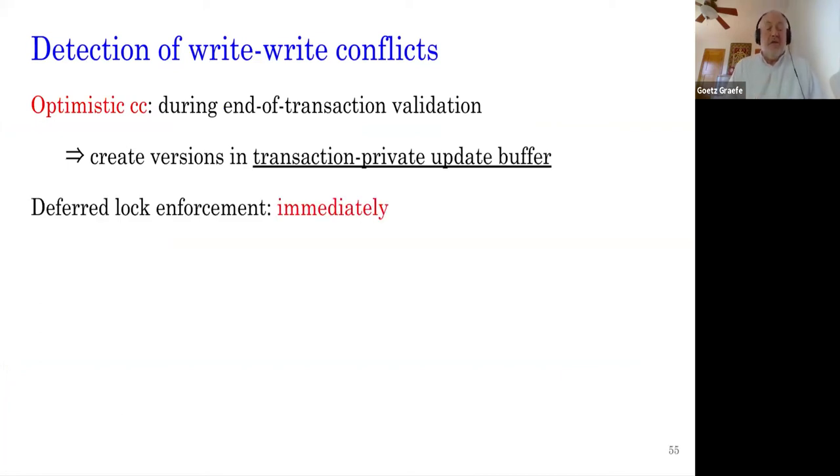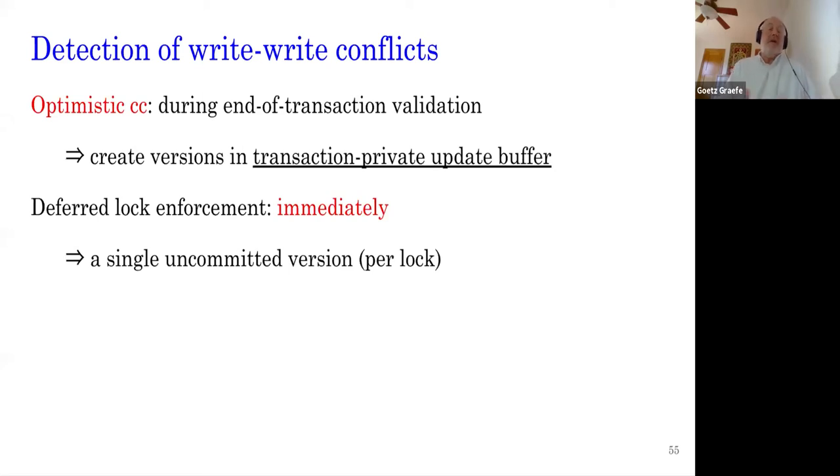But in deferred lock enforcement, we actually find write-write conflicts immediately because two writers would both try to have a reserved lock or an exclusive lock in reserved semantics. And they can't because update locks and reserved locks are not compatible. So we discover immediately when the second writer attempts to become a writer, attempts to get the lock. And because we discover immediately when there are multiple writers, we can guarantee that for any one lockable object, there is only one uncommitted version because only one transaction can hold an exclusive lock, even if it's only in reserved semantics at that point.